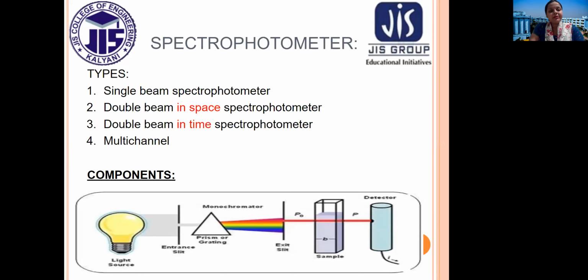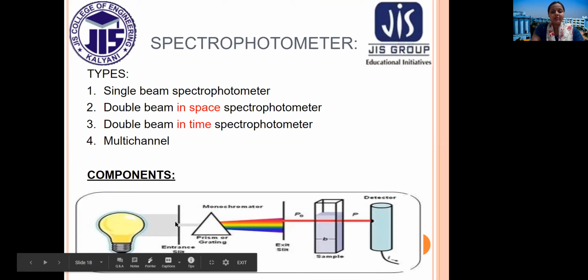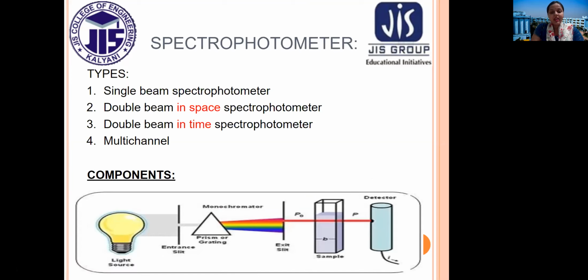So what are the different types of spectrophotometer? It may be single beam, double beam in space, double beam in time, and multi-channel. Now what are the components? The whole figure explains the components of a spectrophotometer. See, from the light source, light is being emitted, and from the entrance slit, it falls on a prism or grating, which acts as a monochromator, and from there it disperses into different colors, and from the exit slit it falls on the sample and then on the detector. The whole process is the spectrophotometer.